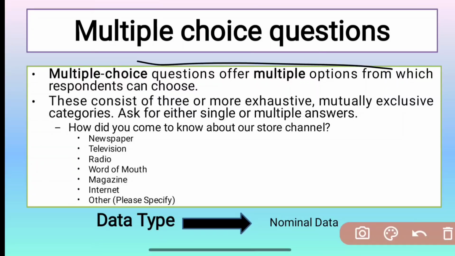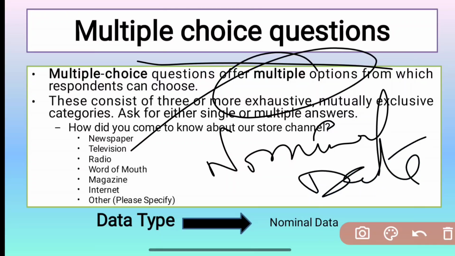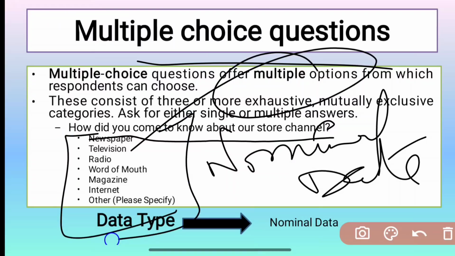The next type of questions are the multiple choice questions. These are the most common type of questions that are asked in a questionnaire. So multiple options are given, and these options could be in nominal data, right? An example is, how did you come to know about the store channel? So you give a number of options to the respondents, and among these options the respondent chooses their response. The type of data will be nominal data. Why? Because it cannot be counted in numbers. Clear?